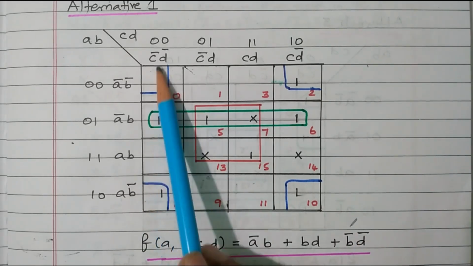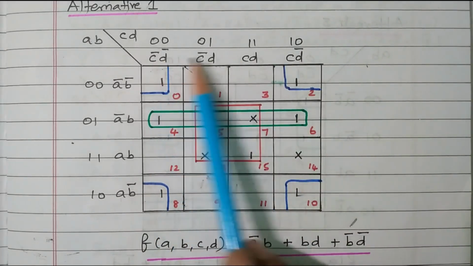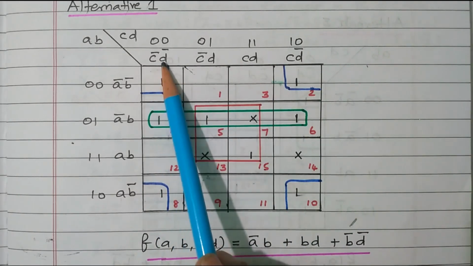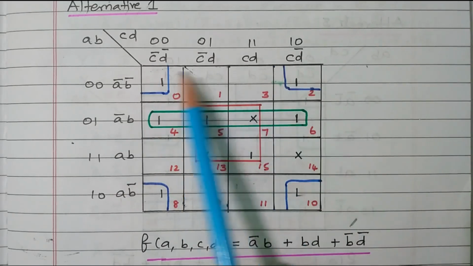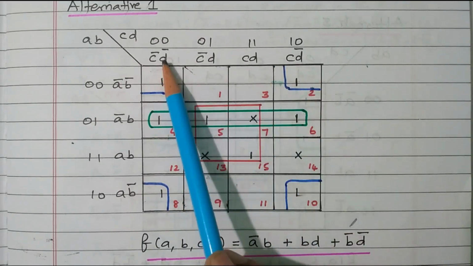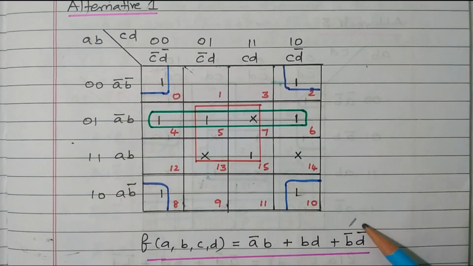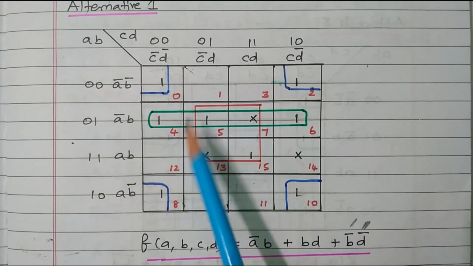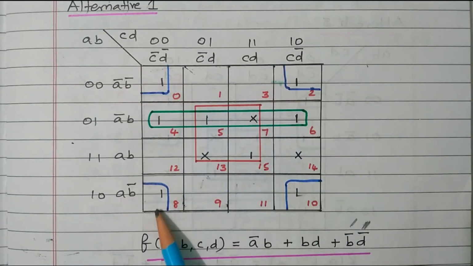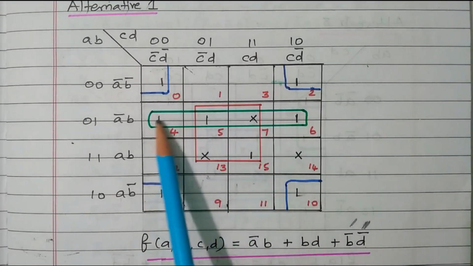Similarly, these two ones are available in the first column, these two ones in the last column. So we need to verify the first column and last column. C bar D bar, C D bar. What happened? C bar and C got cancelled. Only we have D bar. D bar is available in both the first column and fourth column. So that is D bar, right? So for the grouping of 4 ones at the corners, we got the simplified expression as B bar D bar, right? It is clear, right? Then we'll go to the second grouping of 4 cells.